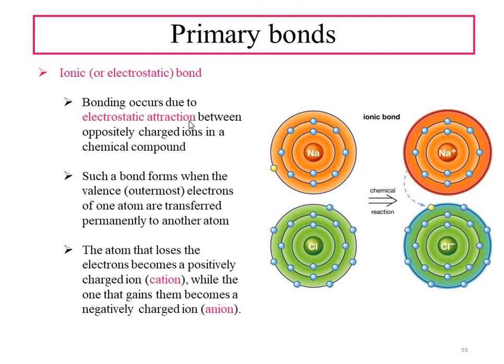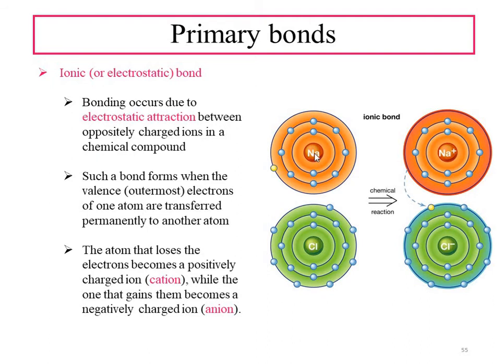And due to electrostatic attraction, oppositely charged ions form a chemical bond. Here one atom will transfer one electron to the other atom and two ions will form. As a result of the formation of these ions, that means it will share. This one will give. Here you can take the example of sodium.